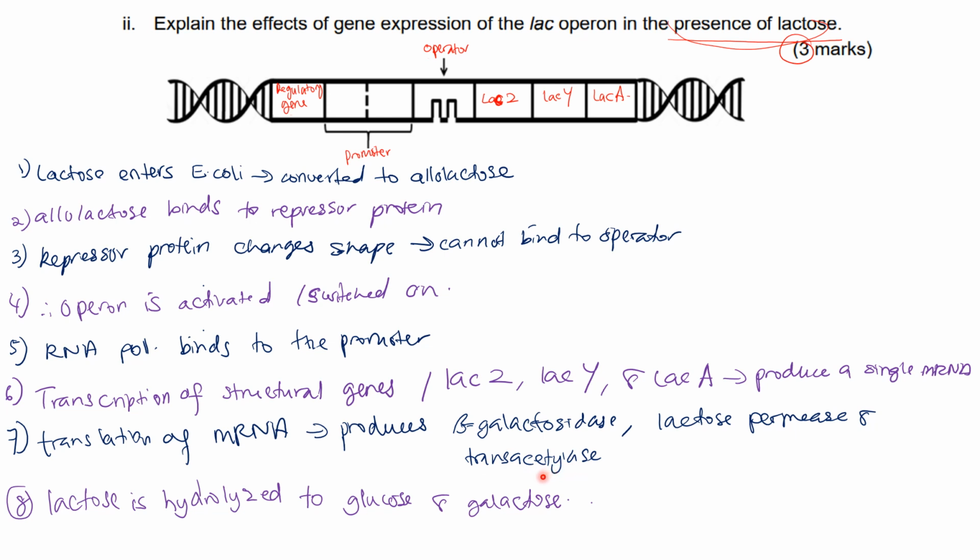And then with the 3 enzymes, lactose can be hydrolyzed using the enzyme beta-galactosidase, and the lactose is hydrolyzed into glucose and galactose. So basically the purpose of hydrolyzing lactose into glucose and galactose is so that the bacterial cell can use this monomer, the glucose for example, to undergo cellular respiration to generate energy. So that is for the 3 marks. You can choose any of these points.